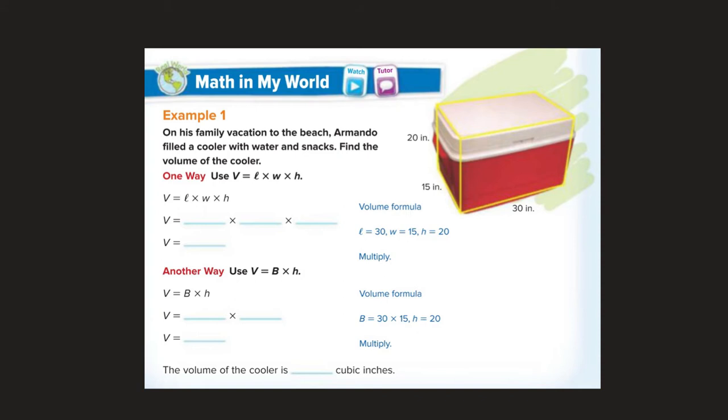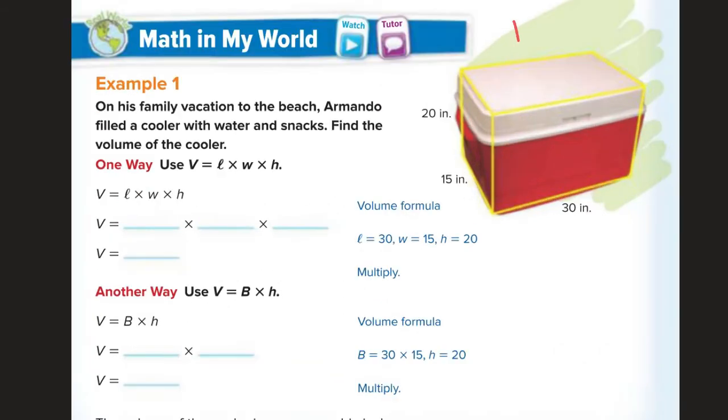On his family vacation to the beach, Armando filled a cooler with water and snacks. Find the volume of the cooler. Okay, so our formula is capital V, or volume, is equal to length times width times height. Now, oftentimes you get kids saying, oh, I don't know which one's the length or the width or the height. Which one is it?